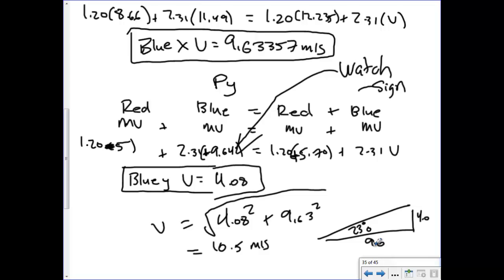I'll redo that at the beginning of tomorrow's class, just because that's pretty key. I don't want people not to catch that. Whew. So I got 10.5 meters per second as the hypotenuse and 23 degrees as the angle. So I'd say north of east.